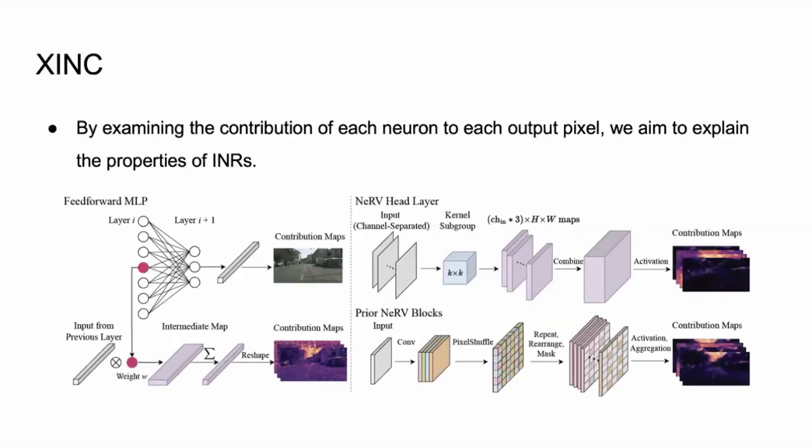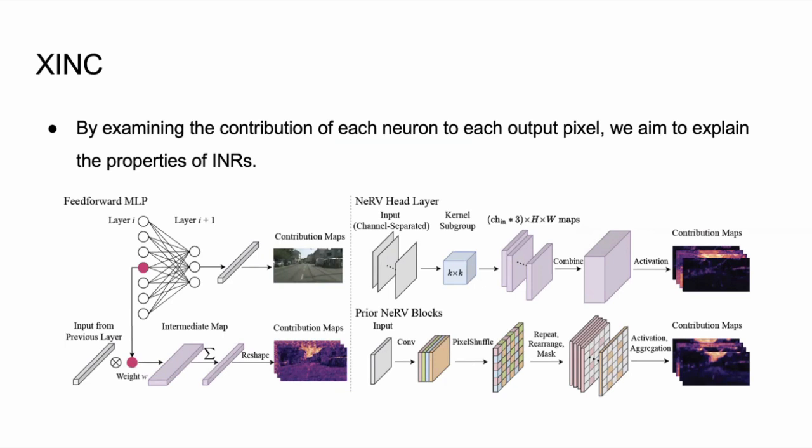We aim to explain the properties of INRs. And you can see examples on the left side for how we explain MLPs, and on the right side for how we explain NeRV. And while I don't want to get too far into the details in this brief presentation, I will say that for MLPs, this involves taking the coordinate input, and for every single neuron or every group of weights in the feed-forward MLP, we will look at how it activates for every individual pixel, and we will store those results as contribution maps.